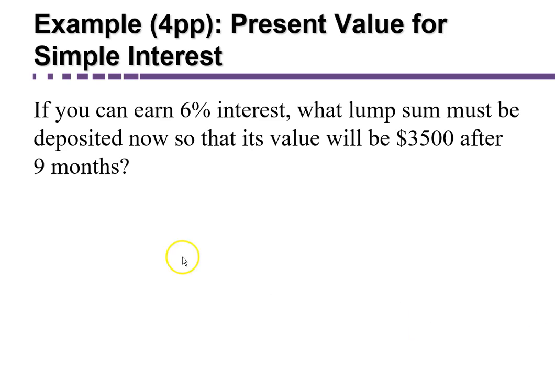Alright, example 4. If you can earn 6% interest, what lump sum must be deposited so that its value will be $3,500 after 9 months? So here you know the future value, you know A, but you don't know what your principal would be. So again, we're going to use this formula, but we want to solve for the letter P now.